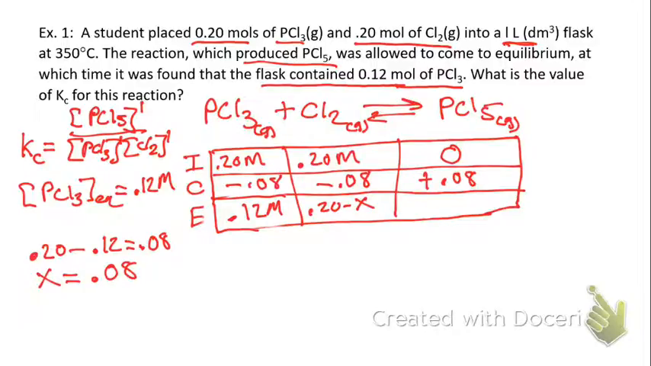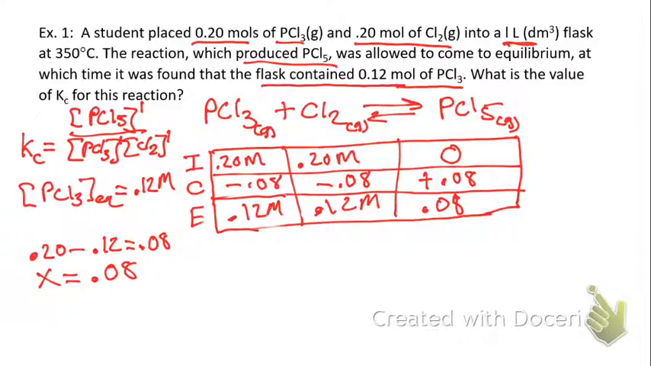I also know that this x must be 0.08 because 0.08 plus 0 is 0.08. And I also know that 0.2 minus 0.08 for this reactant is then 0.12 molar. All right, so now I have used this ICE box and my reasoning to work out what the equilibrium concentrations are. So now I can plug all my equilibrium concentrations into my equilibrium expression and solve for Kc.